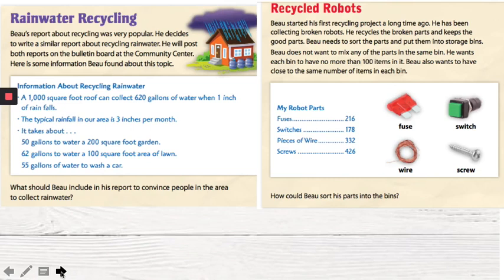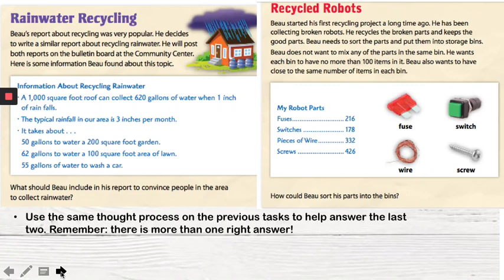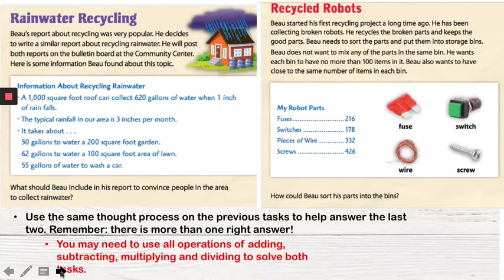Now, you have additional tasks that I'm showing you here. You have rainwater recycling and recycled robots. You'll read through these and continue to solve these the same way you've done previously. Now, it's okay if you have to multiply and divide, add and subtract on these problems. In all these review videos, you've learned all of these skills, and you've learned them throughout the school year. So it's okay if you have to use multi-operations in order to help you solve this. Always remember there is more than one right answer.